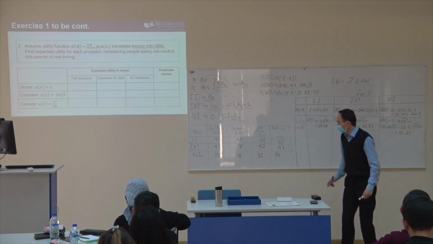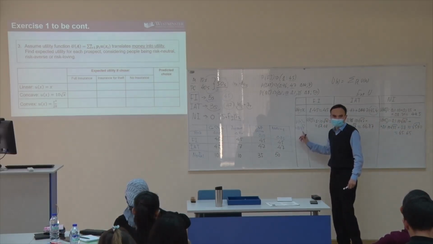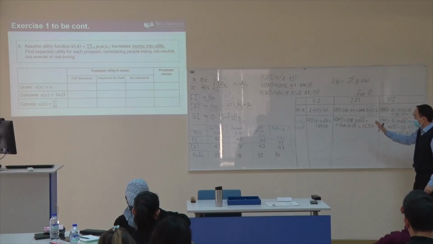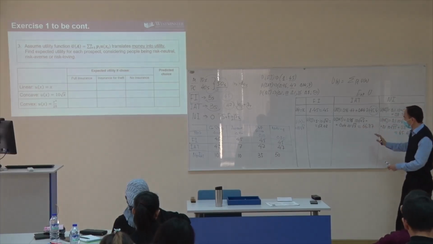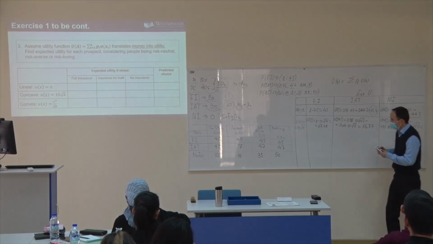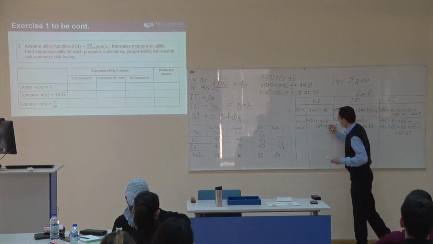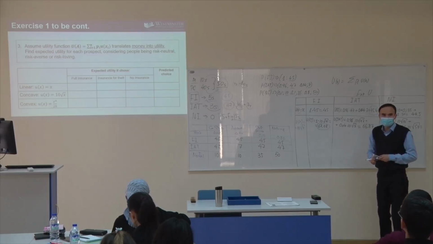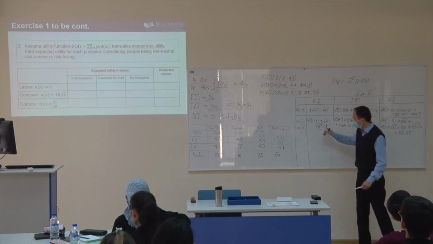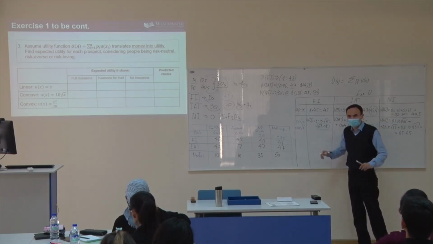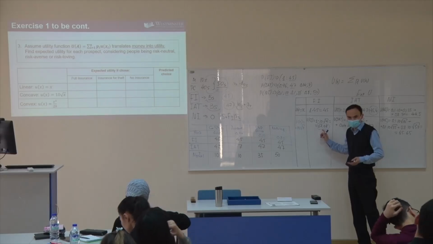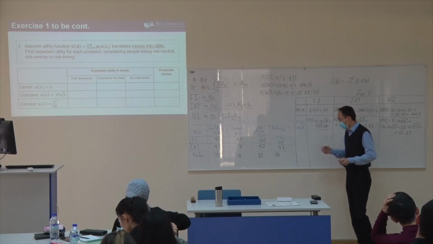So now we are considering people who do not like risk. From which prospect are we expecting the highest utility? Full insurance. Does it make sense? A person who does not like risk purchases full insurance, which covers all the risk. So this is full insurance. That's the case.